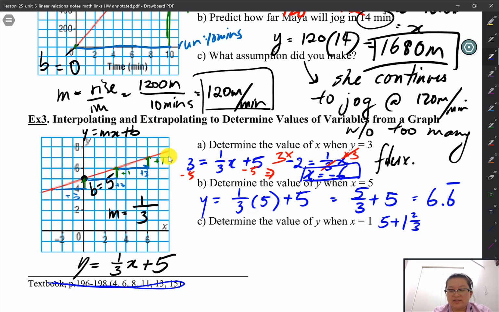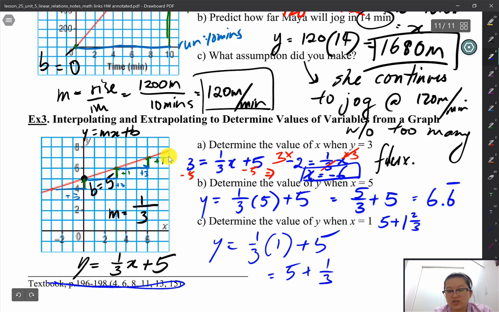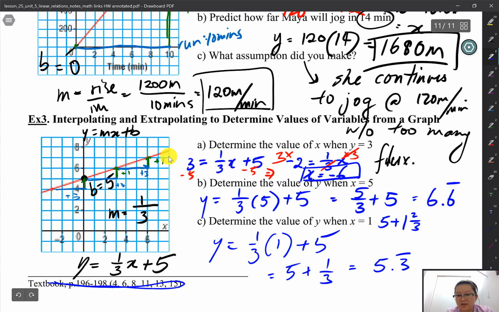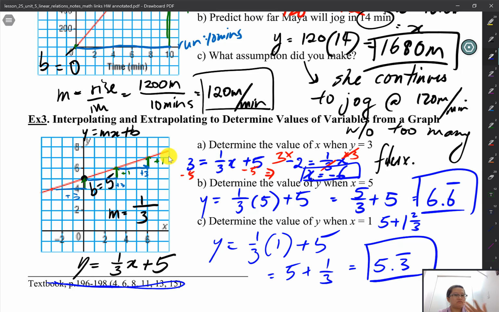Last one is C. What's the value of y when x is equal to 1? This one should be much easier. 1 over 3 times 1 plus 5, which is 5 plus 1 over 3. I just changed the order of the addition, and that's going to be 5.33333, because 1 over 3 is just 3s repeated. There you go. These are the last two questions. It seems like putting the numbers into the equation might be a lot easier to get your exact value versus trying to estimate on a graph.